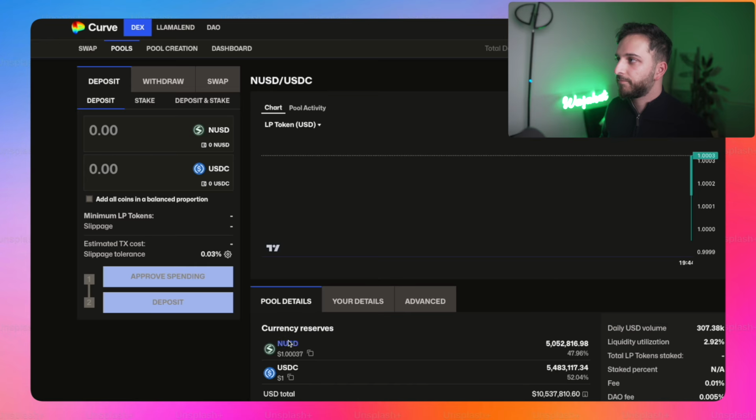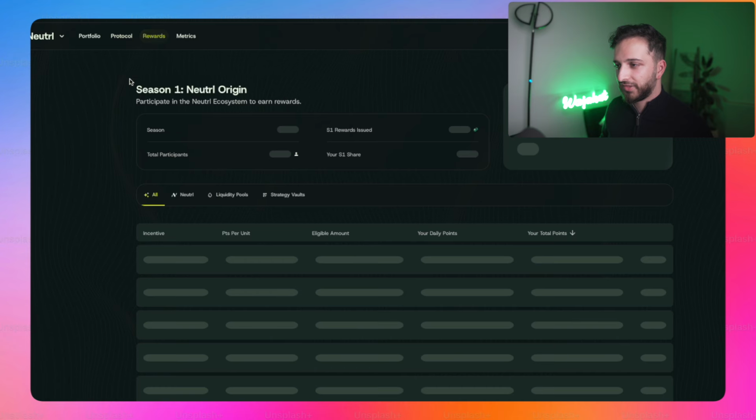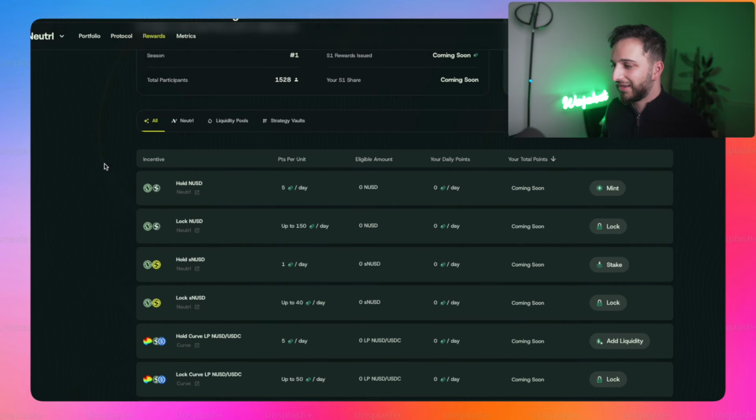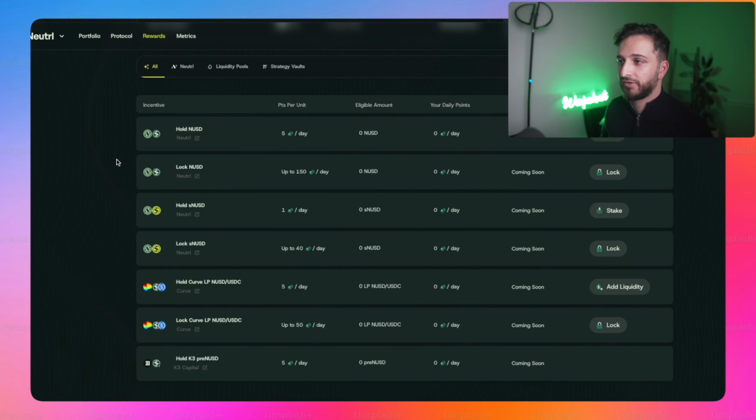And in doing so, you can then start earning points. Now, points are earned for a variety of different things. They've written it out very clearly, or they've put it quite clearly on the front end here, where you hold NUSD, you earn some points per day. If you hold staked NUSD, you earn fewer points, but that's because you're earning yield. And then you can lock it for a certain period of time to kind of really supercharge it.